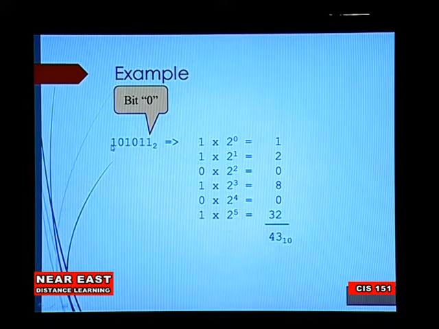Each one, like here is 32. We write 32. We go here, it's 8. We write 8. And here 4. We write 4. And we have 1. We write 1. We add all of them, and it gives us exactly the same, 43 in base 10, which is the decimal.